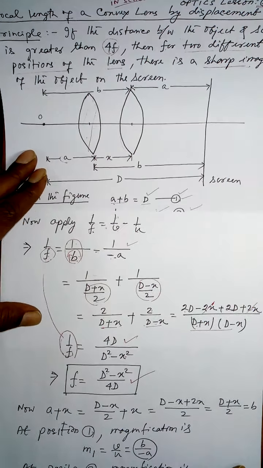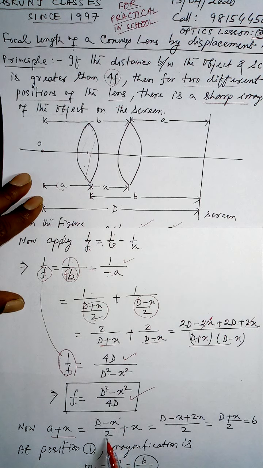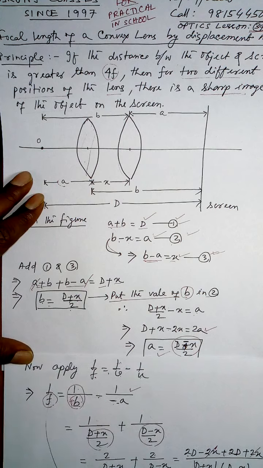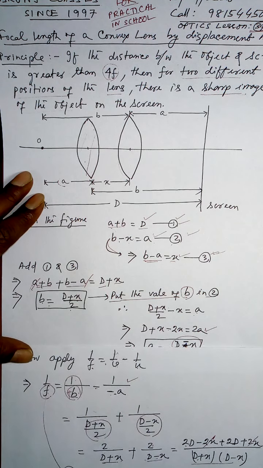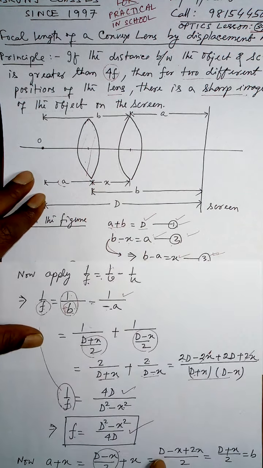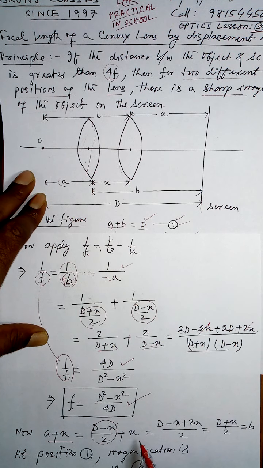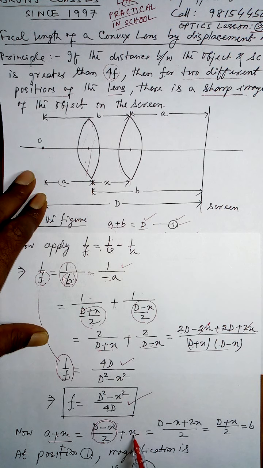Now a plus x. Now look. a plus x is equal to (D minus x) over 2. a plus x is equal to (D minus x) over 2, plus x, a is this, x is this. Now take LCM, so this becomes equal to b.